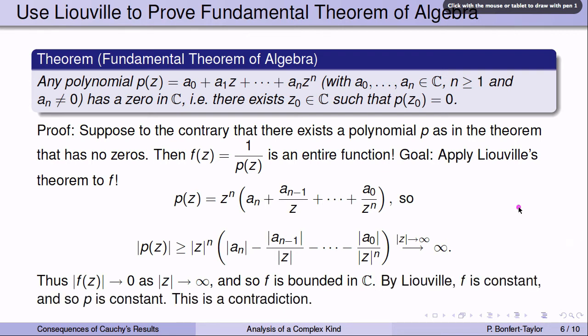Therefore, f is bounded in C. But by Liouville's theorem, that implies that f is a constant function. But if f is a constant function, then 1 over f, which is p, must also be a constant function. And that's a contradiction, because we said p is a polynomial with a_n being non-zero and n is at least 1. So that's not a constant function. So we were able to prove the fundamental theorem of algebra using basically the Cauchy integral formula.